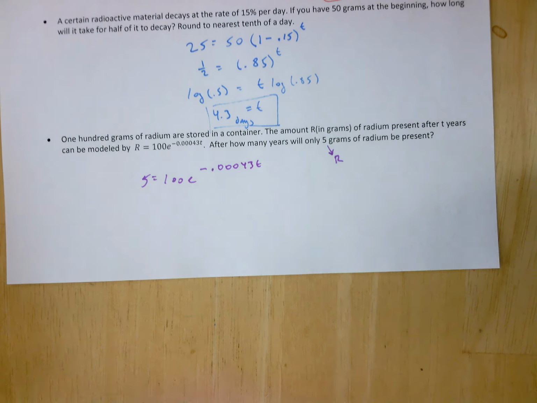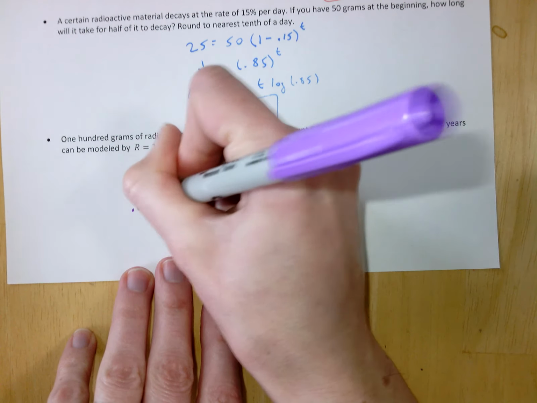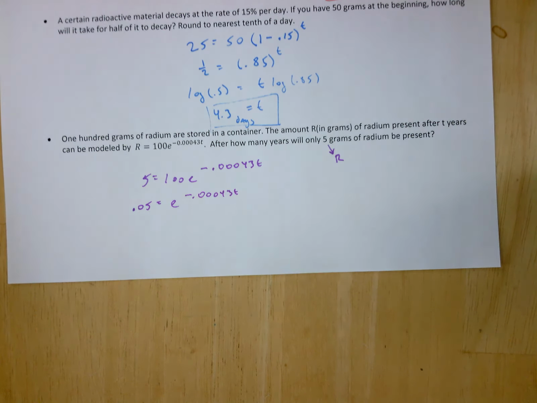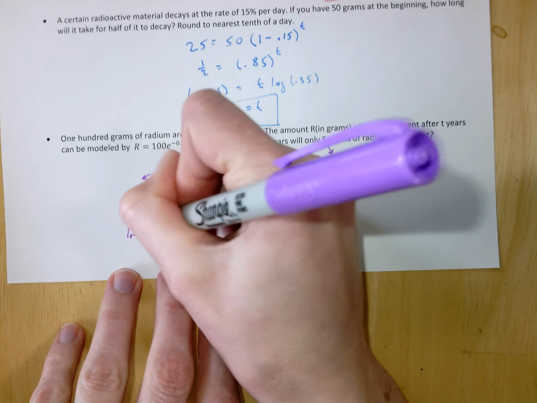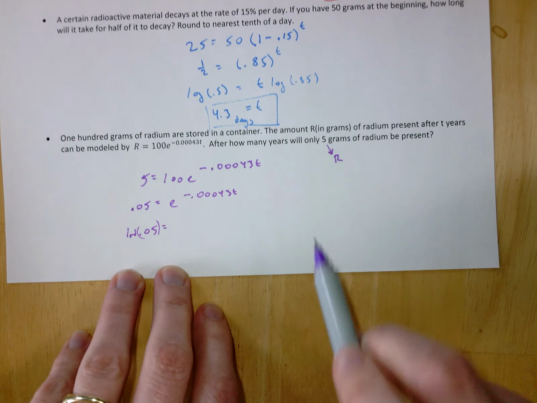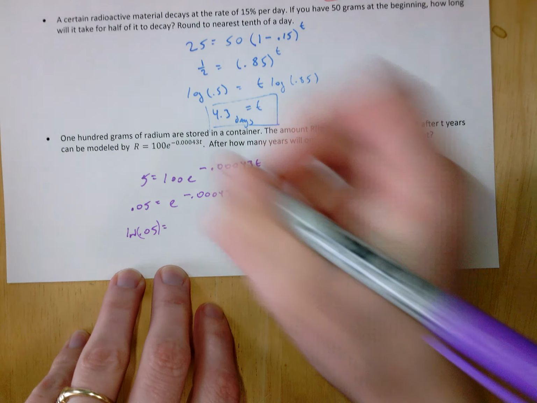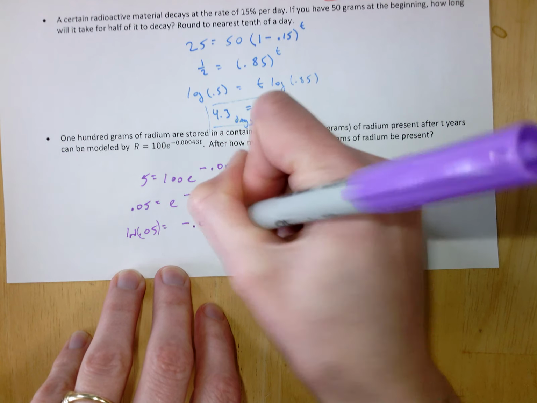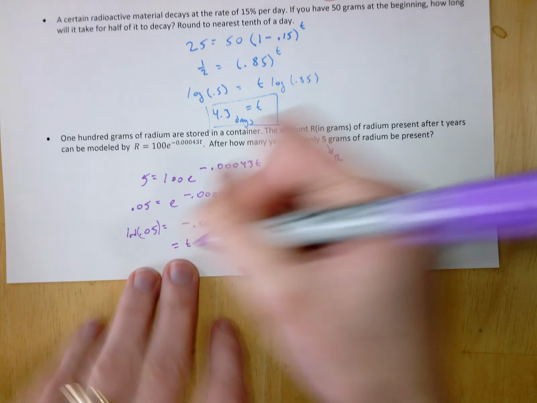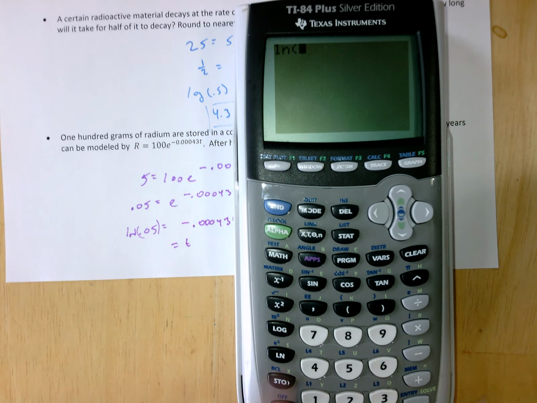Cool, so I'm going to divide both sides by 100. So that'll be 0.05 equals e to the negative weird decimal t. Because it's a base e, I'm going to take an ln, right? So the ln of 0.05. And then over on this side, the ln of e cancels, right? Because the log base e of e cancels out. So that's going to leave me with just negative 0.00043. And then I'll divide both sides to get t by itself. So in my calculator, I'm doing the ln of 0.05 divided by negative 0.00043.